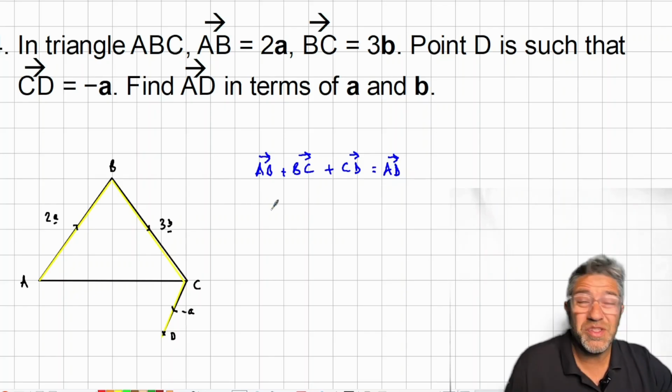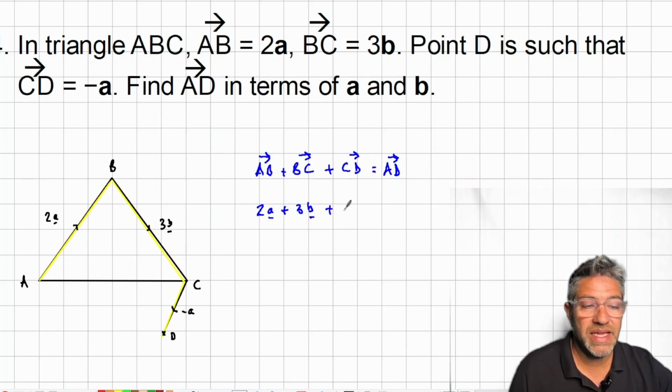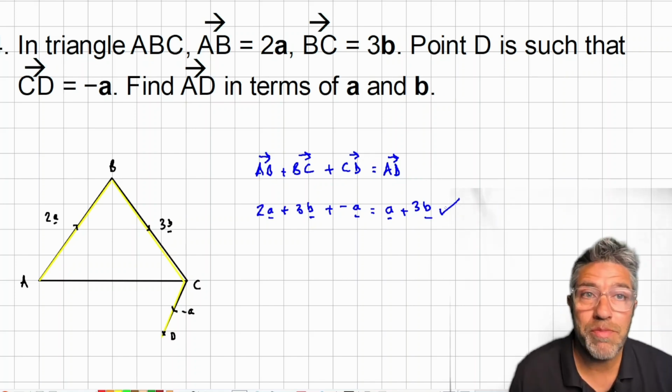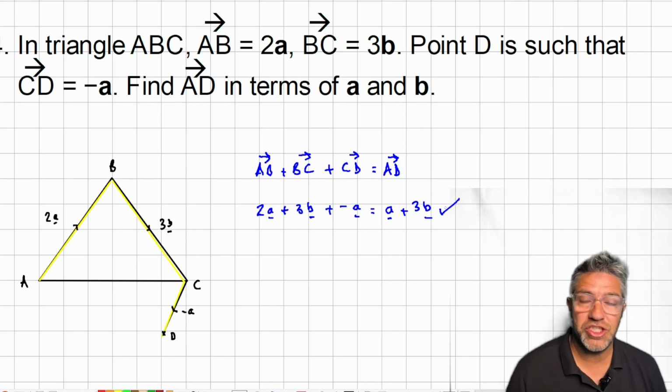I now substitute, I guess. Vector AB is 2a plus vector BC is 3b plus vector CD is negative a. What does that give us? It gives us a plus 3b. So please remember, this is an introductory video to vector geometry.